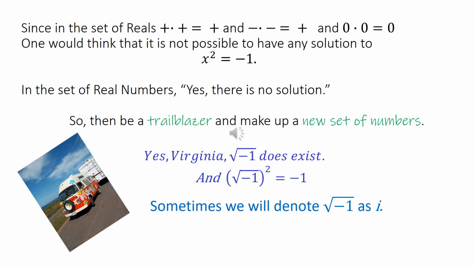But let's be trailblazers and let's make up a new number. The square root of -1 will exist. And we can then set up a whole system around this base number. And because it's a little bit clunky to always write square root with a -1 underneath it, let's give it a shorter notation. It's very common to call this new number, square root of -1, i.